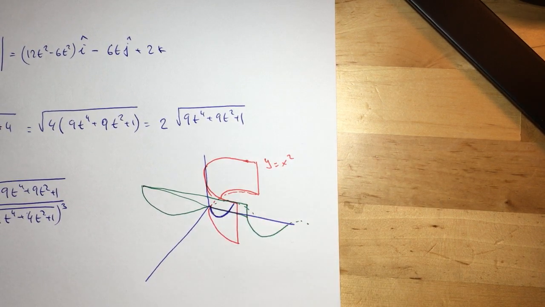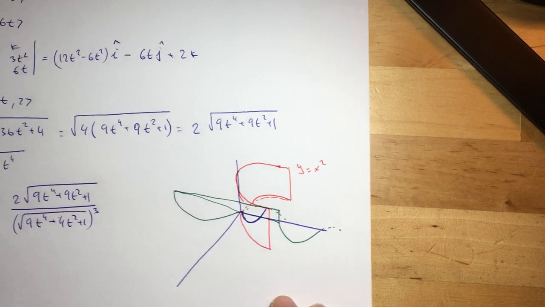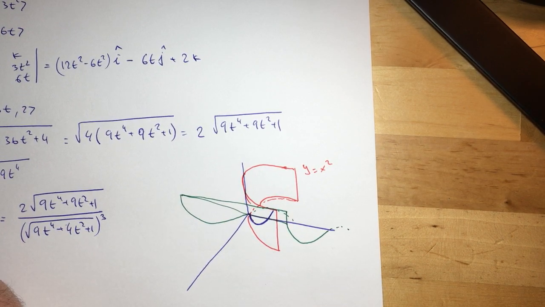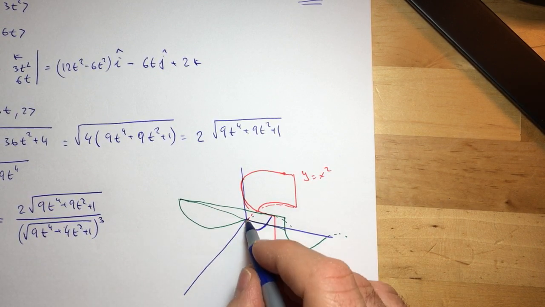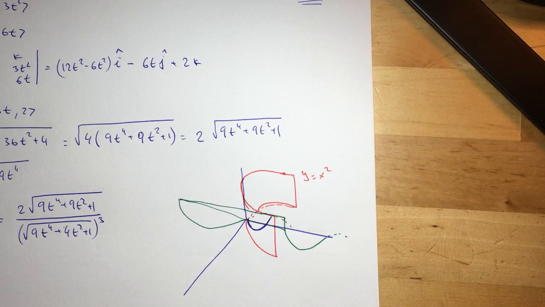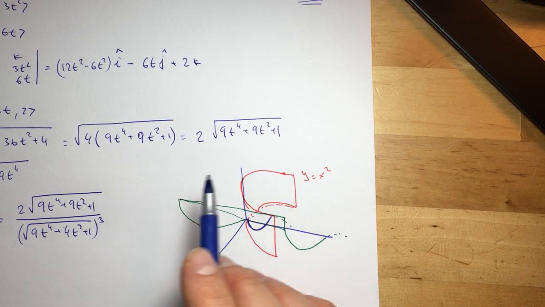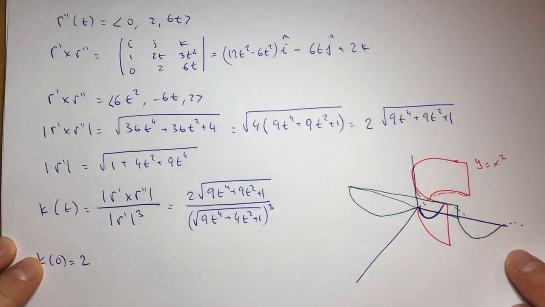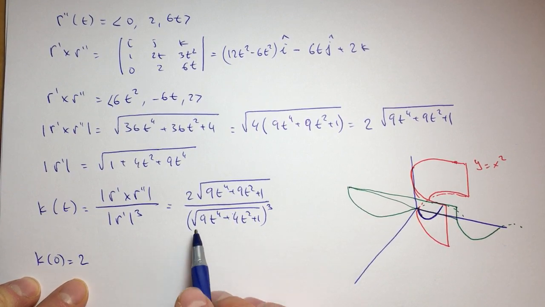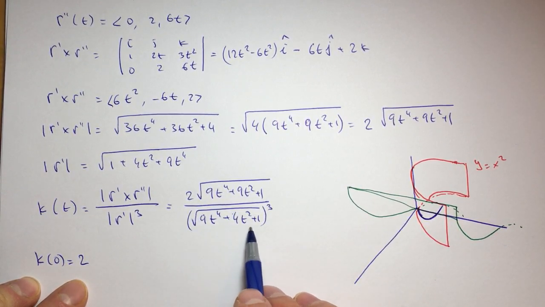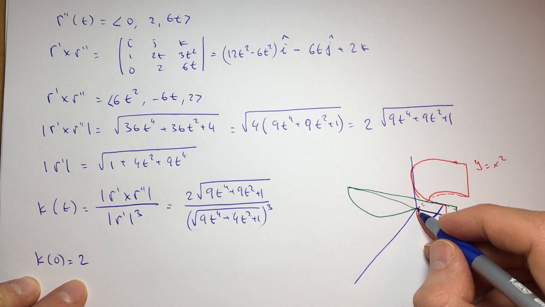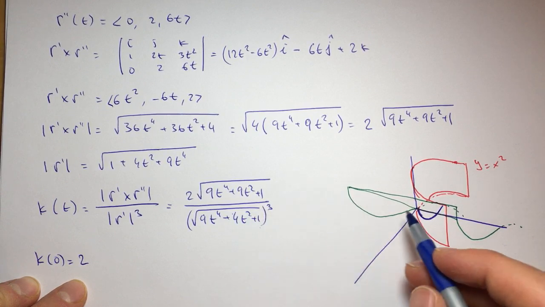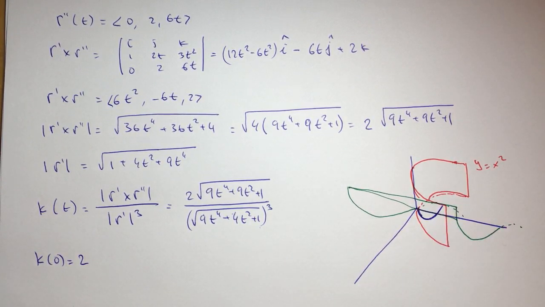Okay, so as you can see, at the origin the curvature is going to be 2, but as t goes to infinity, the denominator is going to grow to infinity much faster than the numerator, which means that the limit is going to go to 0, which means that this curve flattens out as t goes to infinity.